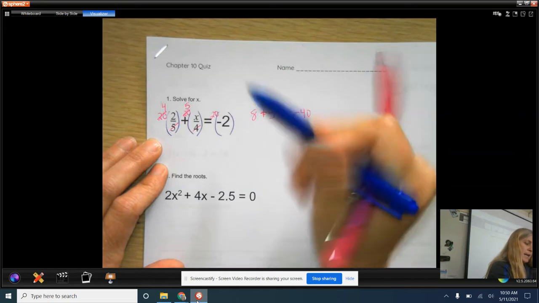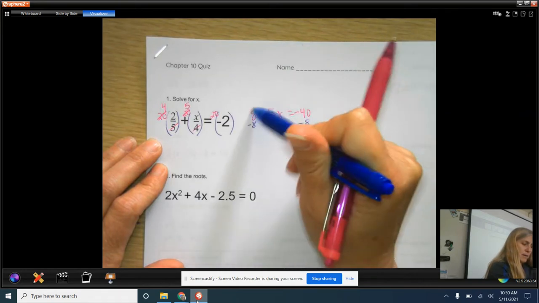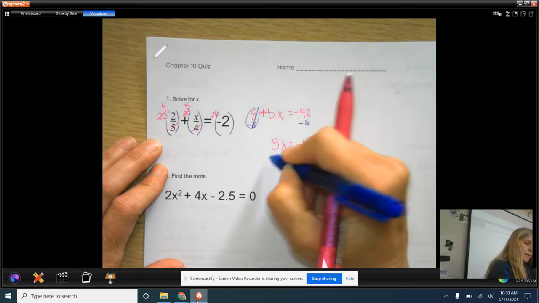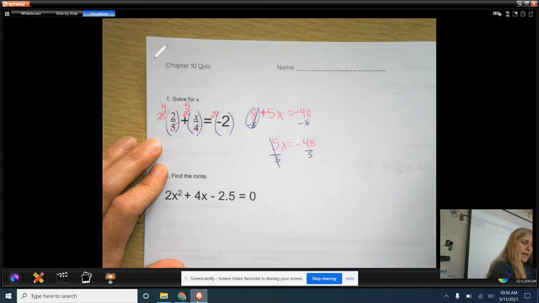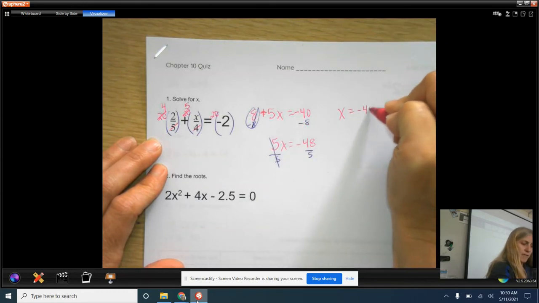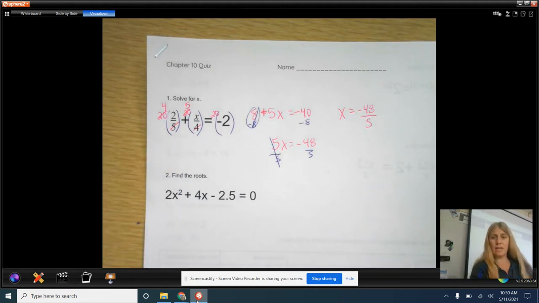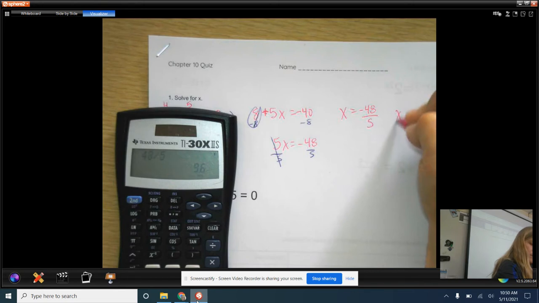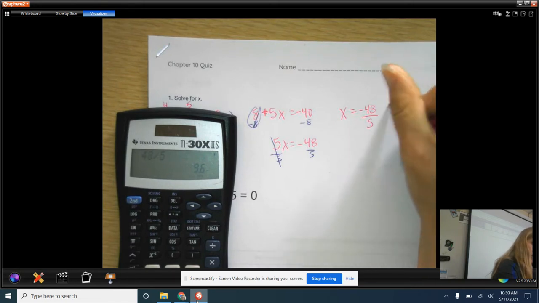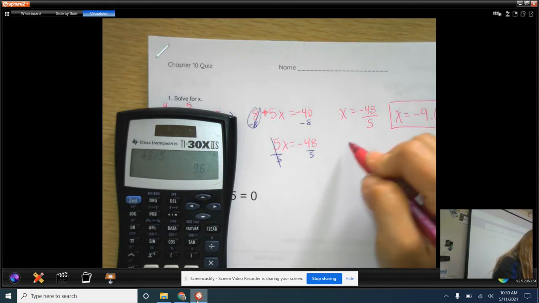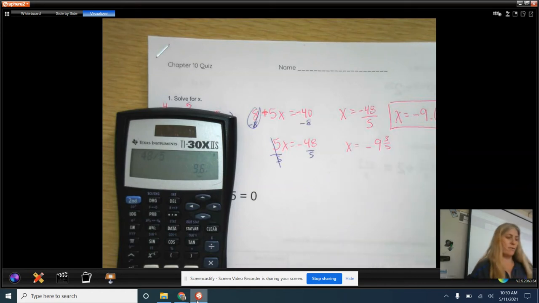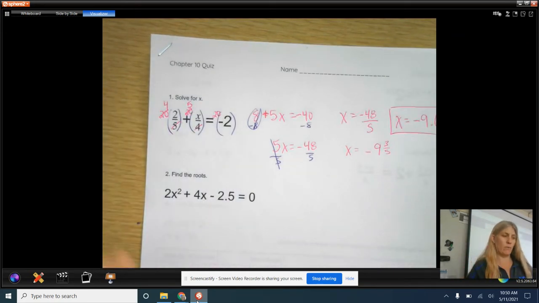We're now going to subtract 8 from both sides. And we have 5x is equal to negative 48. Divide both sides by 5. And our answer, x is equal to negative 48 fifths. Now, we have to either have that as a reduced fraction or a decimal. So 48 divided by 5 is 9.6, negative 9.6. Or if you wanted to turn that into a fraction, that would be negative 9 3/5, because 5 goes into 48 9 times with 3 remainder.